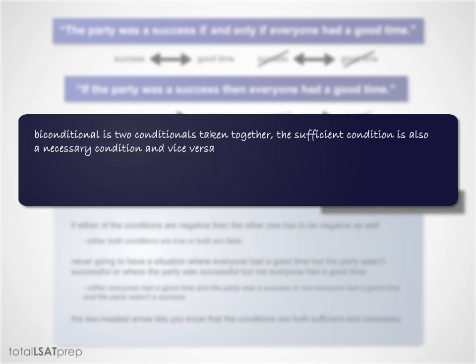Okay, so to recap, a biconditional is two conditionals taken together. The sufficient condition is also a necessary condition, and vice versa. And the conditions always have to go together in a biconditional. What that means is that they're either both true or both false if that conditional starts out with them both being true.